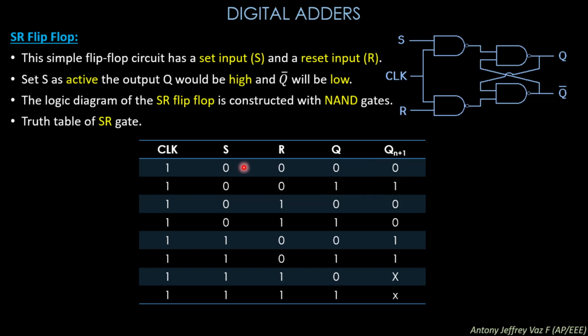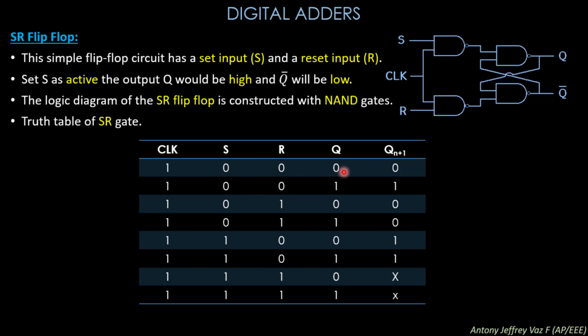Here you can see when the set and reset pulses are 0, the Q value is 0 and the next state of the Q value is 0. Similarly, for the next case, when both the set and reset pulses are 0 and the Q value was 1 before, what happens? The next state remains 1. So in set and reset, if both of these are 0, what happens?